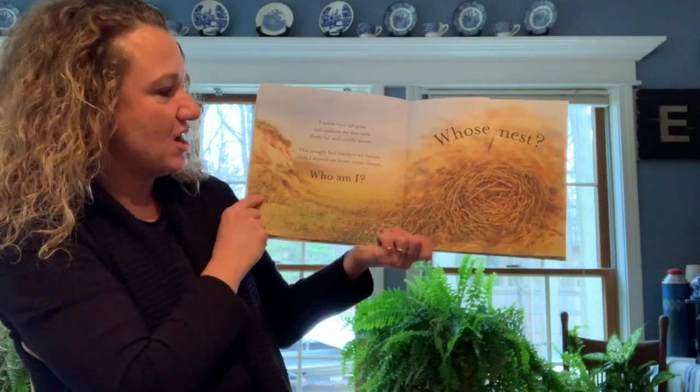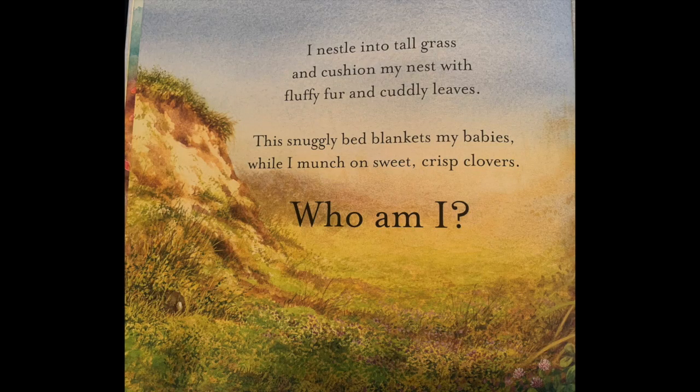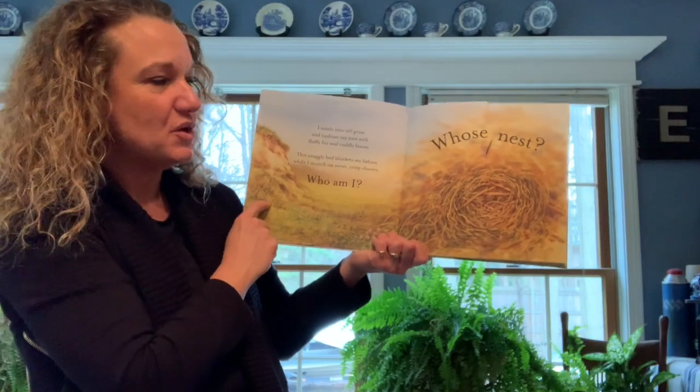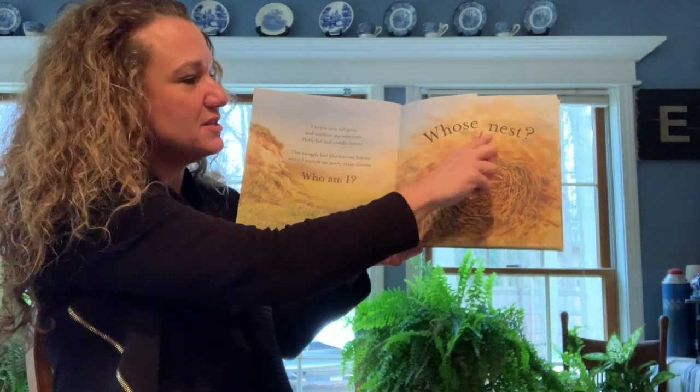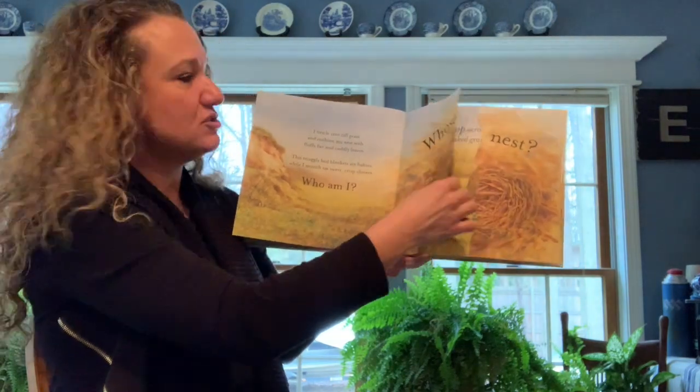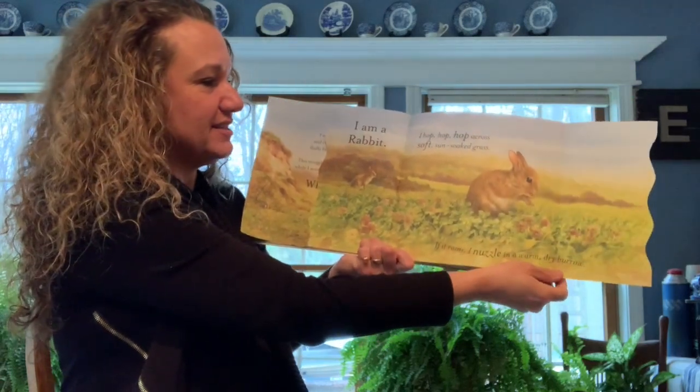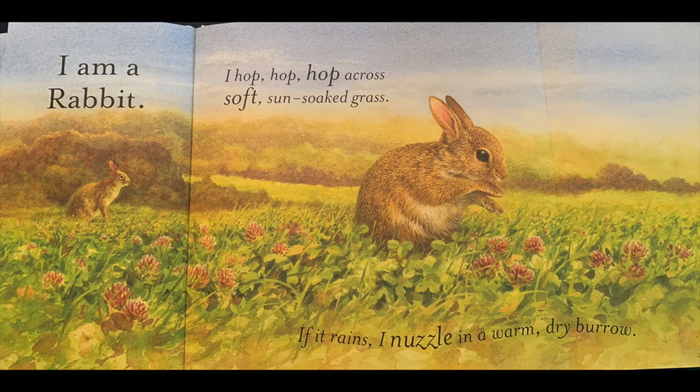I nestle into tall grass and cushion my nest with fluffy fur and cuddly leaves. This snuggly bed blankets my babies while I munch on sweet, crisp clovers. Who am I? Whose nest? That's the question. I am a rabbit. I hop, hop, hop across soft, sun-soaked grass. If it rains, I nuzzle in a warm, dry burrow.